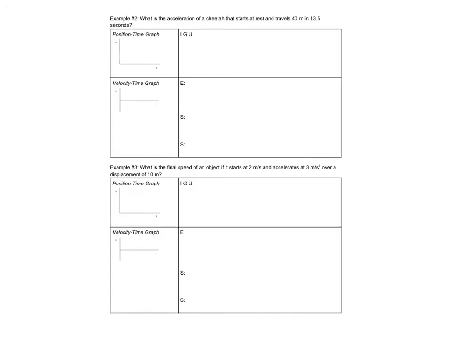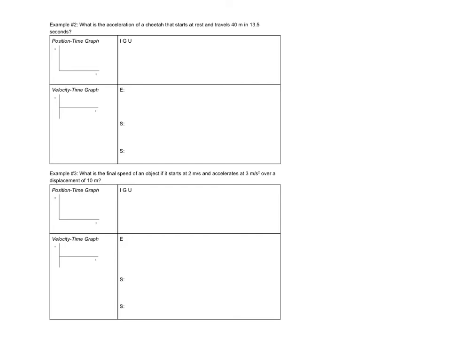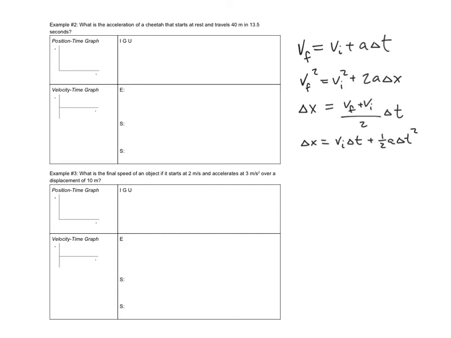All right, I'm going to write down the equations over here on the side because we need them still. Give me a second to do that. All right, there's all 4 of our equations. Let's read example number 2. It says, what is the acceleration of a cheetah that starts at rest and travels 40 meters in 13.5 seconds? We're going to ignore the graphs for today. Look at just the givens and the unknowns.